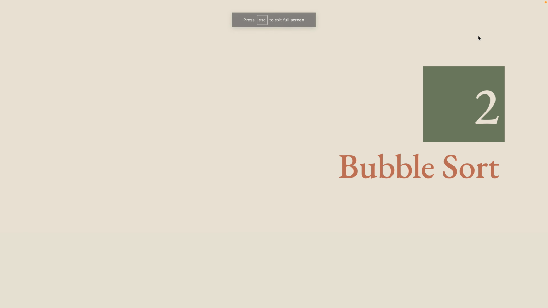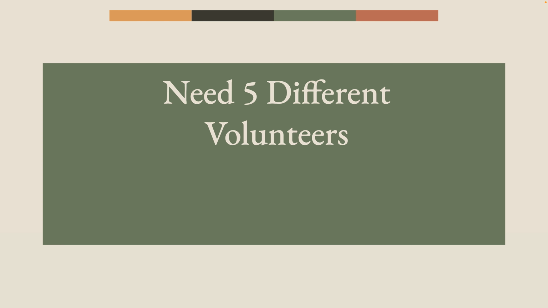All right. Next sorting algorithm we're going to do is bubble sort. Bubble sort is a little bit easier code-wise to do. So can I get 5 different volunteers for this one? Yep, come on up. Thank you. And one more. Yep. Okay. Hold up your numbers. Cool.